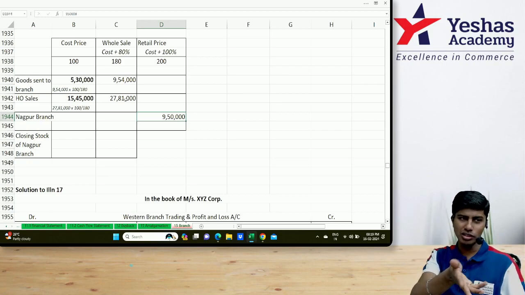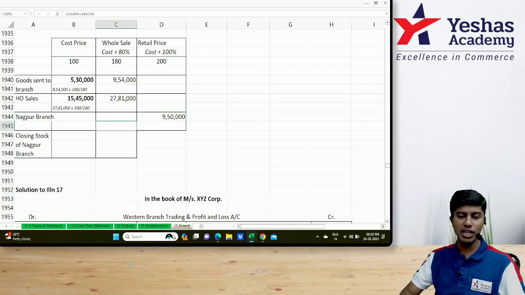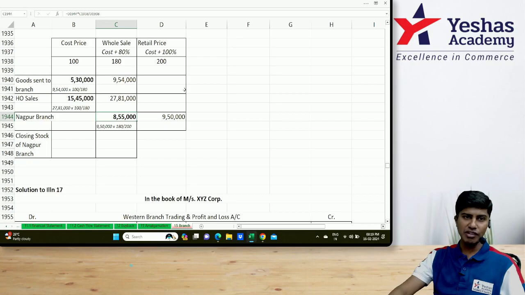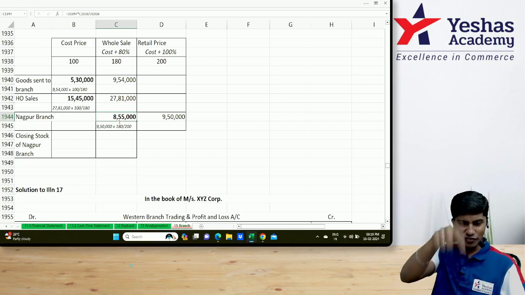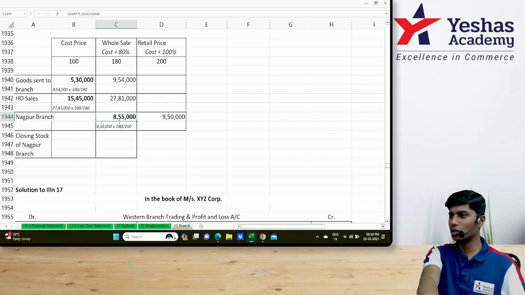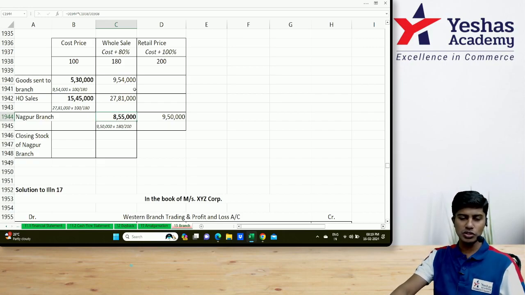We actually need both. But first wholesale price. 950 into 180 divided by 200. 8 lakh 55. 9 lakh 50 is retail. 8 lakh 55 is wholesale. We'll write 8 lakh 55 in my, oh, this is sales. Sorry, sales. Now I'll find closing stock. This is not closing stock. This is sales. How do I find closing stock?